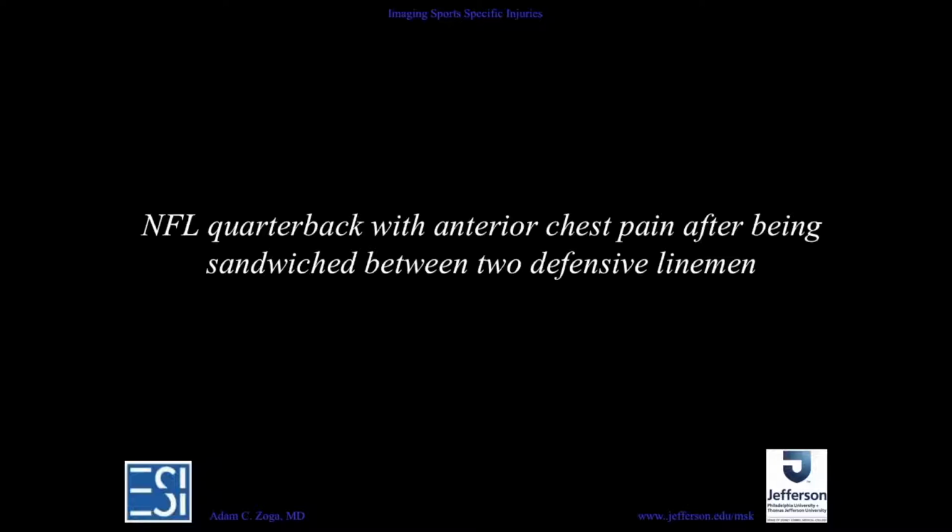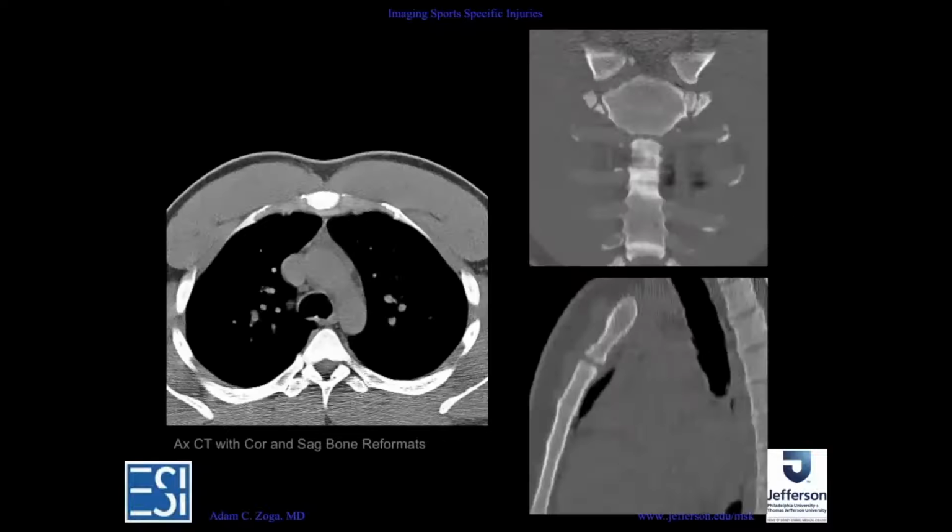Here's a quarterback who got crunched in the pocket, got hit from both the front and the back, and he's got real soreness at his sternoclavicular joint region. His x-rays were normal, and the team wants to know, does he have a fracture? So they started with a CT. They often start with a CT.